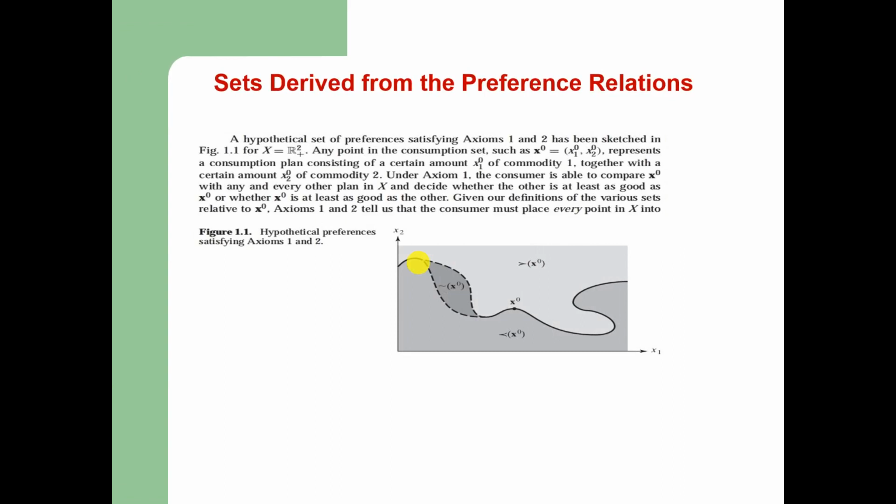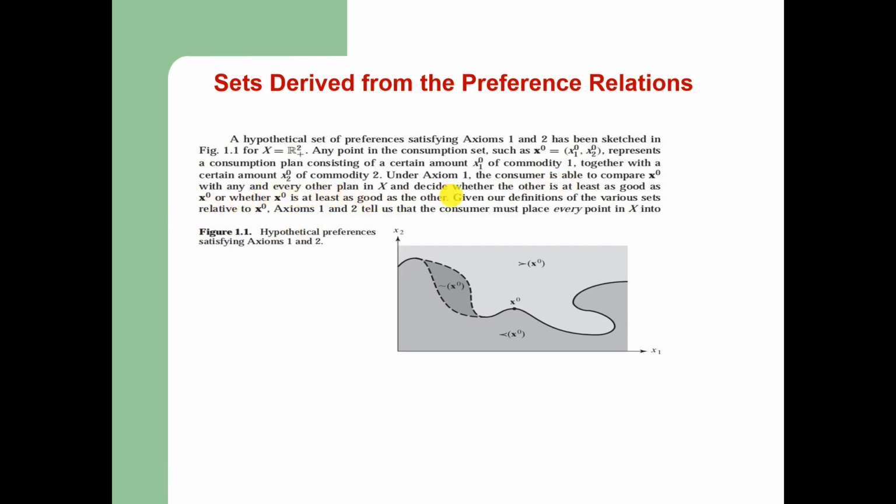A hypothetical set of preferences satisfying axioms 2 and 3 has been sketched in this figure, where x is in the non-negative orthant, and these are the various relationships at any point in the consumption set, such as x naught, which consists of x1 superscript 0 and x2 superscript 0, and represents a consumption plan consisting of a certain amount x1 naught of commodity 1 together with a certain amount x2 naught of commodity 2. Under axiom 2, the consumer is able to compare x naught with any and every other plan in the consumption set and decide whether the other plan is at least as good as x naught or whether x naught is at least as good as the other.